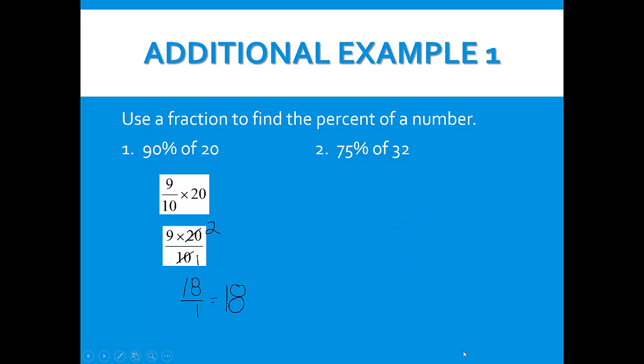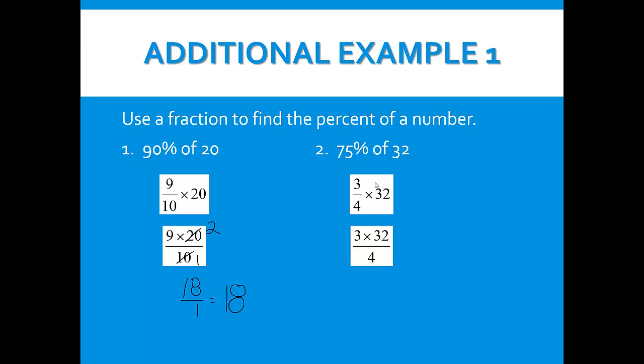For number 2, we have 75% of 32. 75% would be 75 over 100. And when we simplify 75 over 100, we get 3/4. So we're doing 3/4 times 32. Now we're going to multiply our numerator, 3 times 32, and put that over our denominator of 4.